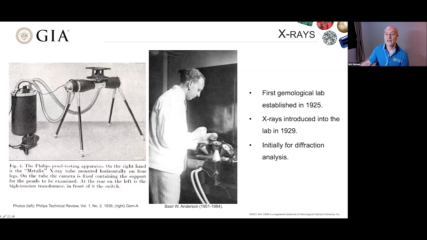There's an image here of Basil Anderson, who used to work in London in the London Chamber of Commerce laboratory as it was originally known. And he's seen using one of these diffraction type instruments or units. The pearl basically was placed on top, and the X-rays, this is the X-ray tube, this is the generator. And as you can see, safety wasn't really one of the paramount points about this type of apparatus at that time. It served the purpose, and it was initially, as I said, for diffraction analysis.